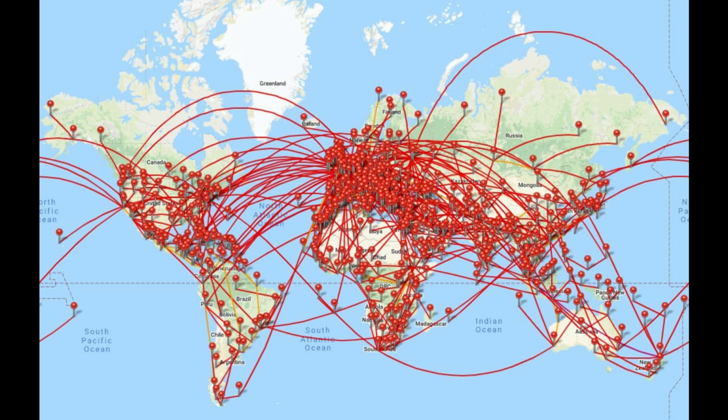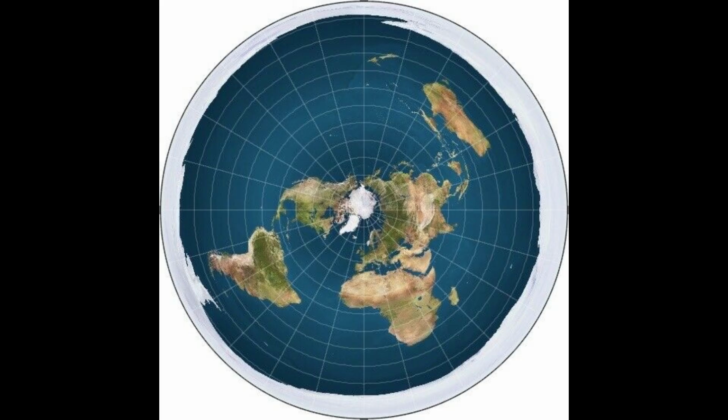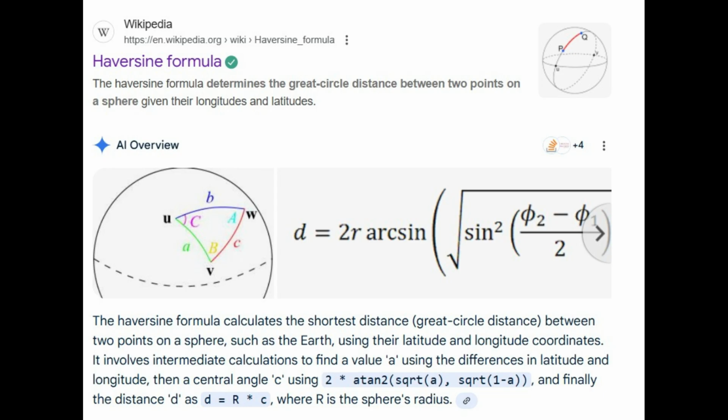Hello, this is just a video about flat earthers' eternal enemy, flight paths. They just can't understand them. The standard defense is to say the shortest distance between 2 points is a straight line, and over a flat surface that would be true. But unfortunately, flight routes are calculated using the Haversine formula. The Haversine formula is specifically designed to calculate the shortest distance between 2 points on a sphere.